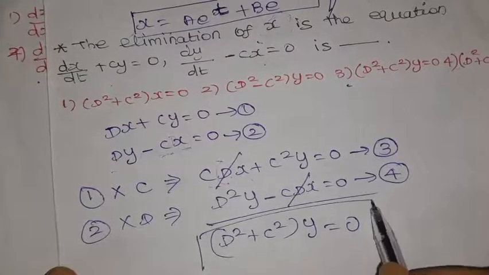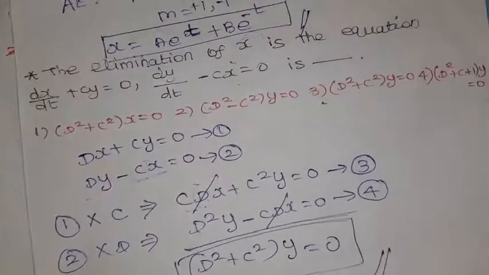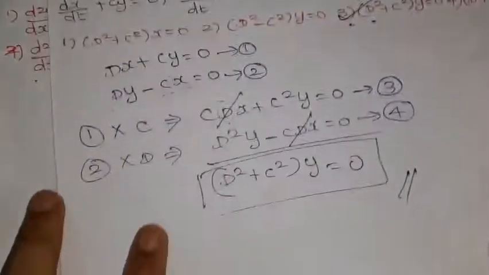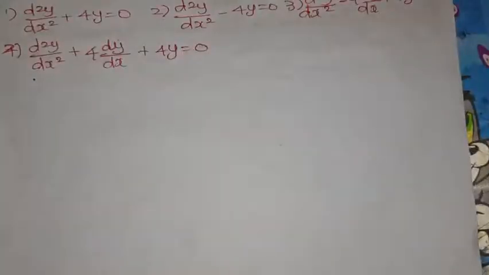So this is the solution, elimination. After elimination, we are getting (d² + c²) y = 0. Option 3 is the right option for this problem. We'll move on to the next problem.